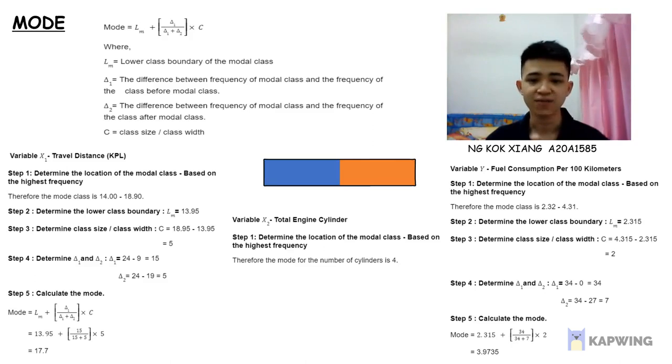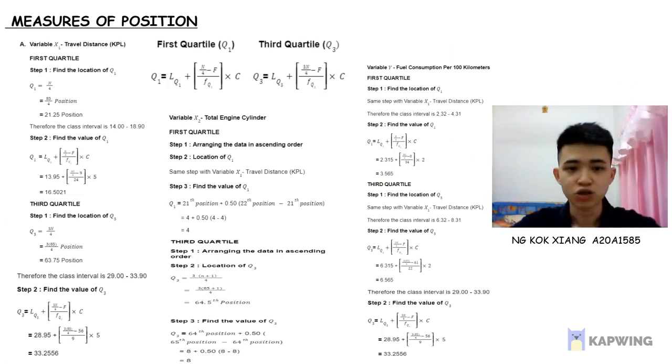For variable X2, the first step is also the same as variable X1 and we found the mode, which is 4. For variable Y, we use the same steps as variable X1 and the answer is shown in this slide. The measure of position part.